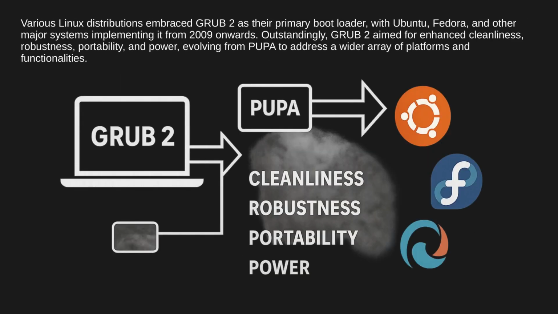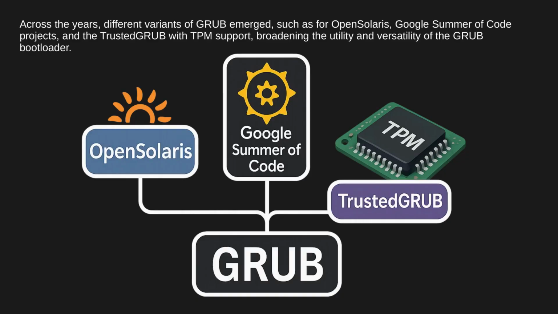Various Linux distributions embraced GRUB 2 as their primary bootloader, with Ubuntu, Fedora, and other major systems implementing it from 2009 onwards. Notably, GRUB 2 aimed for enhanced cleanliness, robustness, portability, and power, evolving from PUPA to address a wider array of platforms and functionalities. Across the years, different variants of GRUB emerged, such as for OpenSolaris, Google Summer of Code projects, and the trusted GRUB with TPM support, broadening the utility and versatility of the GRUB bootloader.